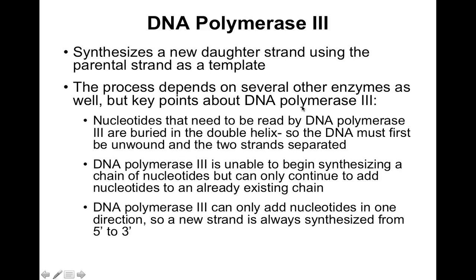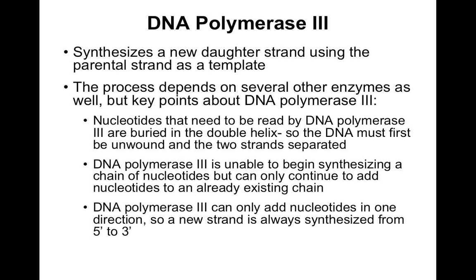So DNA polymerase synthesizes the new daughter strand by basically grabbing free nucleotides, and these nucleotides will bind to their counterpart. So A to T, C to G, and vice versa. The process depends on several other enzymes as well, but key points about DNA polymerase III. It does require a whole bunch of different factors that bind the DNA polymerase and allow this process to happen. But for our purposes, I just expect you to know what DNA polymerase III is.